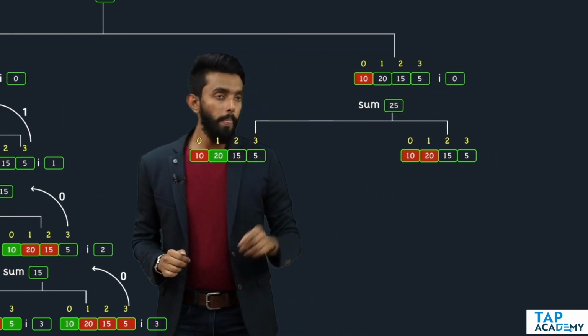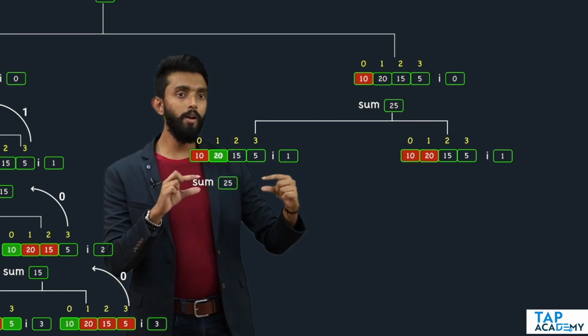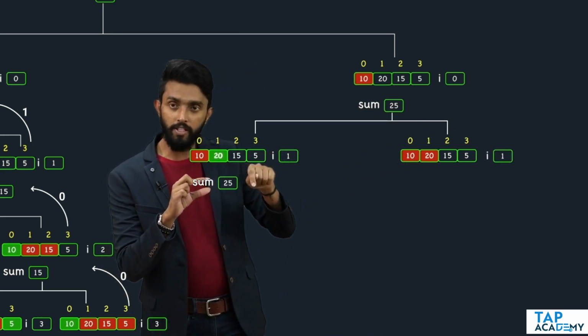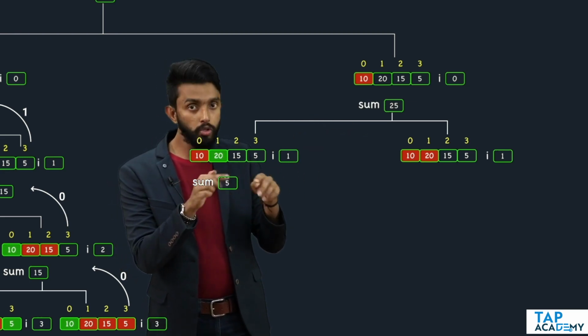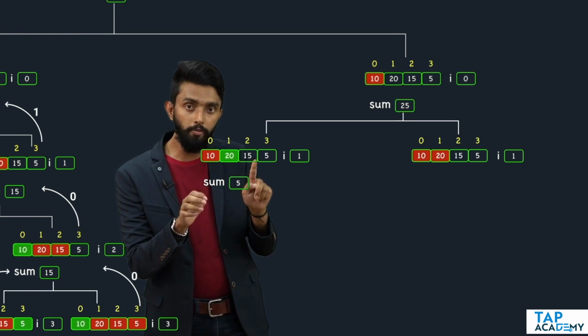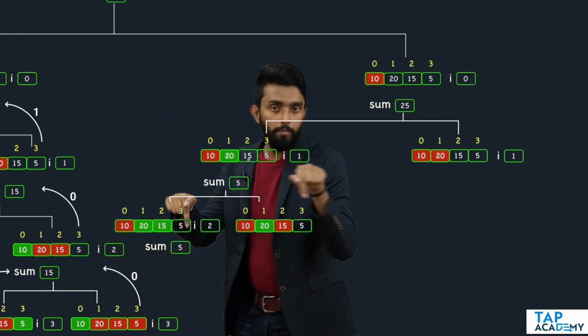Coming to pick 20, i value is 1 because we are talking about the second element. There also i value is 1. Now sum, whenever you pick, subtract it. If I subtract it, 25 minus 20 is 5. It is not 0, it is not negative. So again you should proceed. What is the next element? 15. Pick, don't pick. Now let's come to pick. i value becomes 2 here.